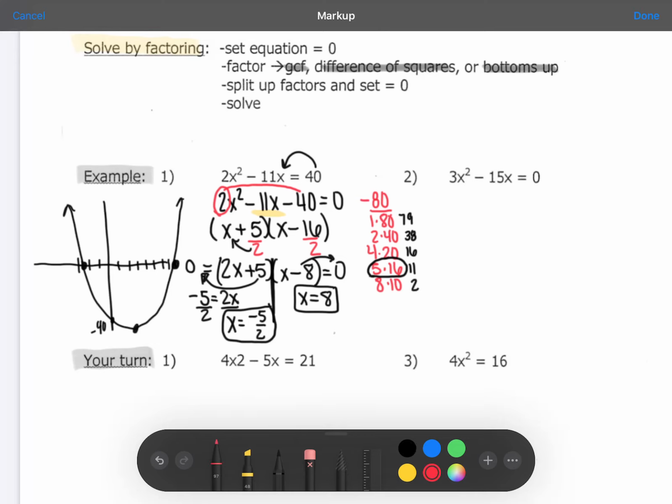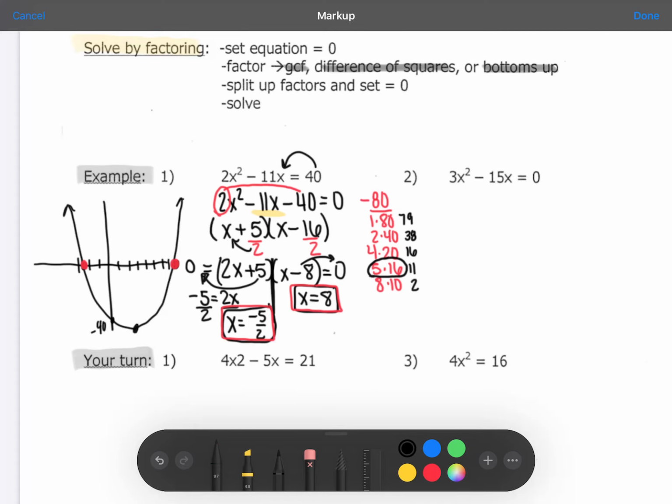But the important part for today's lesson is knowing that these two numbers that I just found are the x-intercepts. It is touching the x-axis at negative 2.5 and positive 8. So these are the roots, the solutions, the x-intercepts, the zeros.